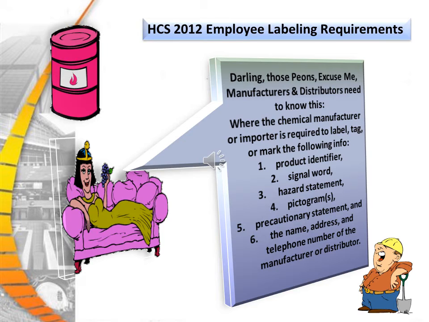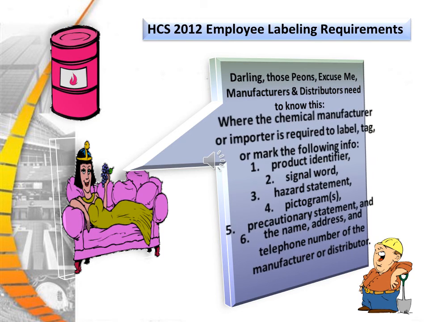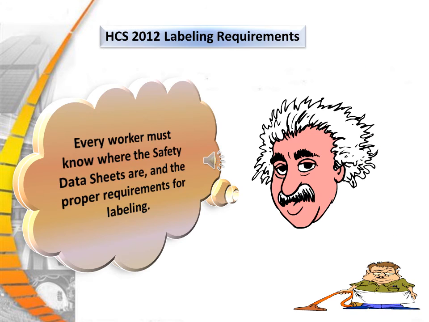The chemical manufacturer or importer is required to label, tag, or mark the following information: product identifier, signal word, hazard statement, pictographs, precautionary statement, and the name, address, and telephone number of the manufacturer or distributor. HCS 2012 labeling requirements require that every worker know where the safety data sheets are, as well as what the proper requirements are for labeling.